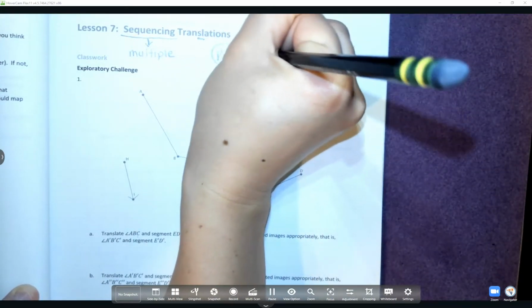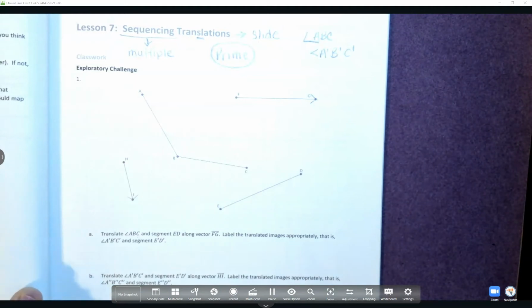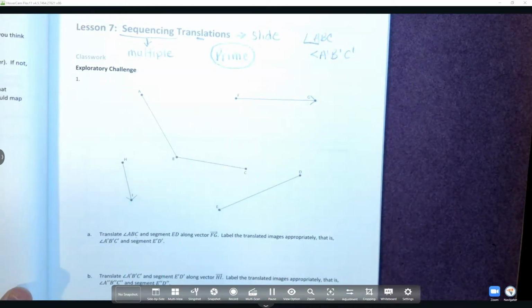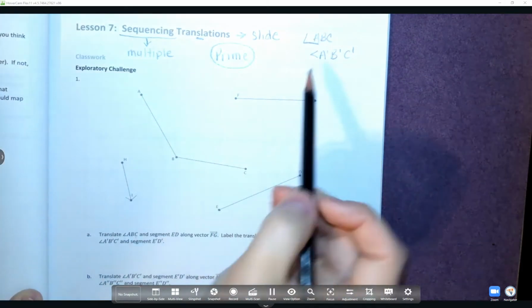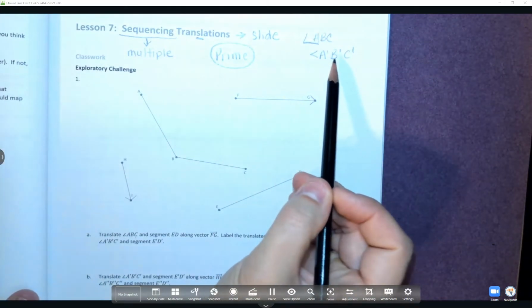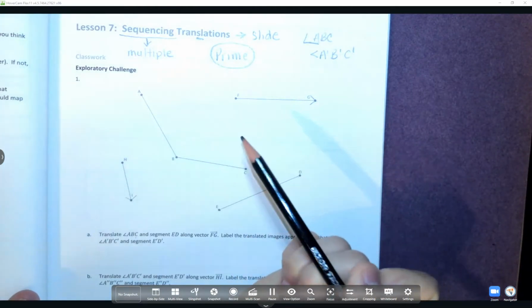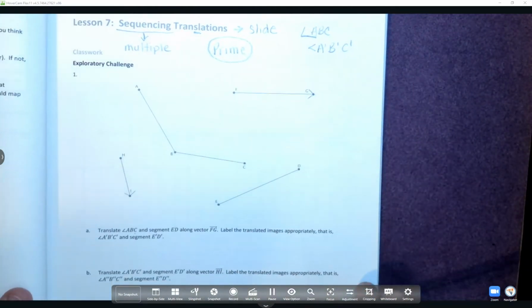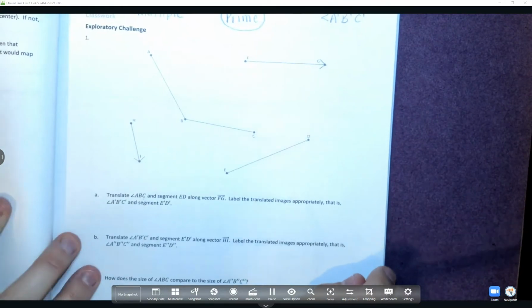Prime, that's so important to know, prime. And every time we move it, we add another prime. So if we moved it again a second time to be the third object, it would be A prime prime, B prime prime, C prime prime. Sounds kind of silly, but that's exactly how you would say it. So let's look at our directions again.